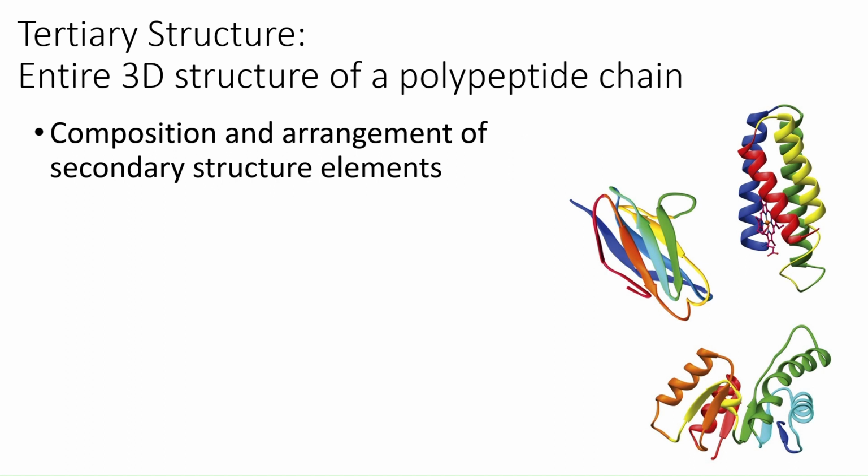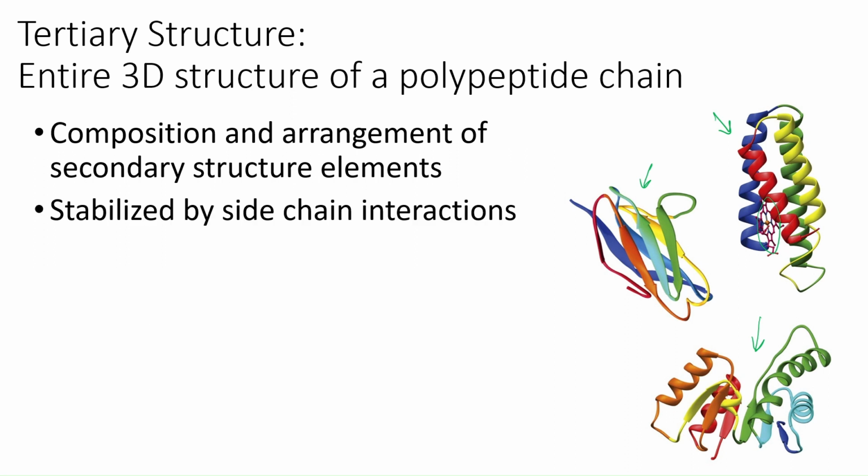And so here in this picture on the right, we have a bunch of alpha helices over here that are surrounding a prosthetic group, maybe a heme. We see a couple of beta sheets over here that are interacting with one another and connected by what looks like some loops or turns. And then on the bottom we have a mixture. We have some beta sheet character and some alpha helix character. And so the composition and arrangement of all these secondary structure elements is what gives us our tertiary structure.